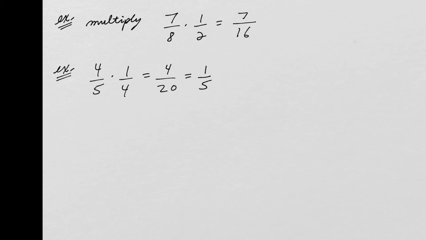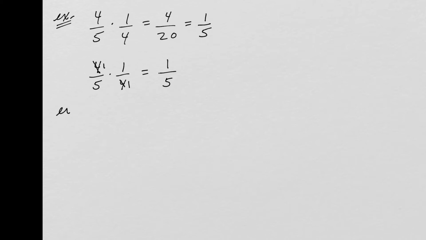Another way you could have done this was simplify first. Ultimately you're going to find that it's better and quicker to simplify first. Notice here, since I have a 4 in the numerator and a 4 in the denominator, I can simplify. 4 goes into 4 once, 4 goes into 4 once. Now I multiply numerators: 1 times 1 is 1, 5 times 1 is 5. You get the same thing, but it's typically quicker.